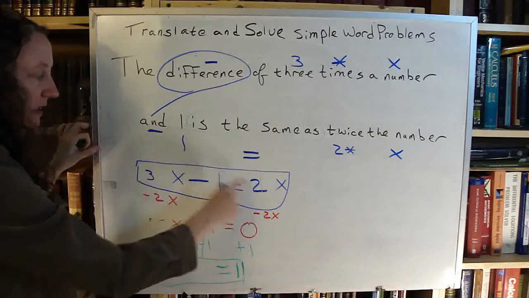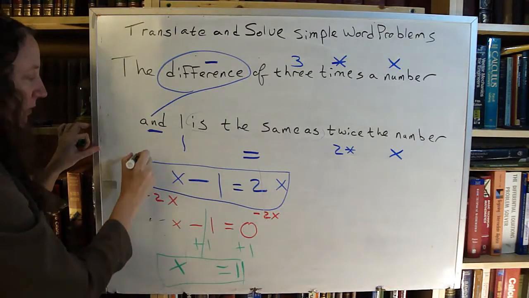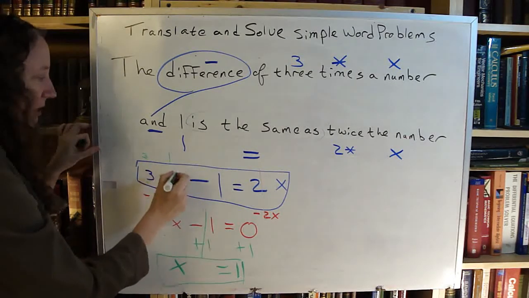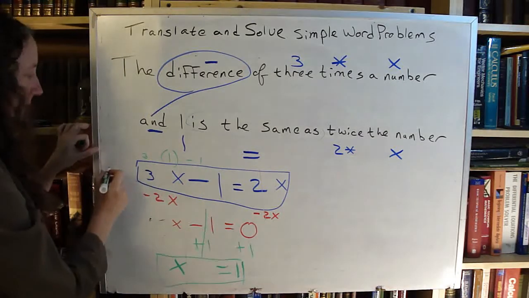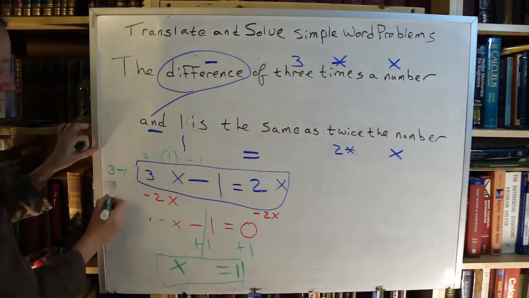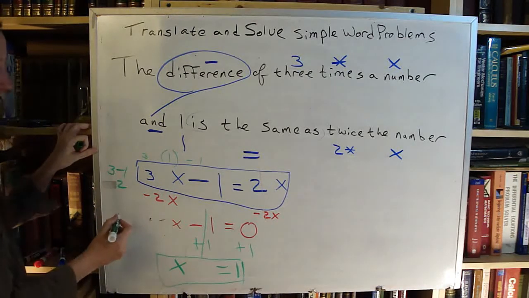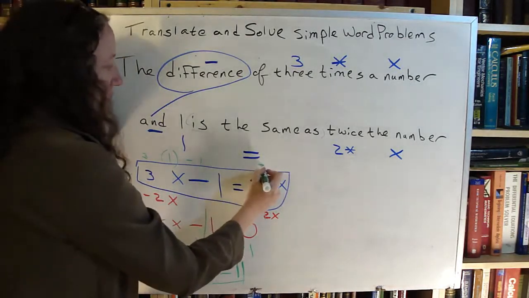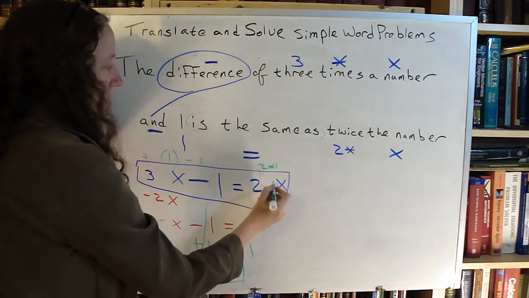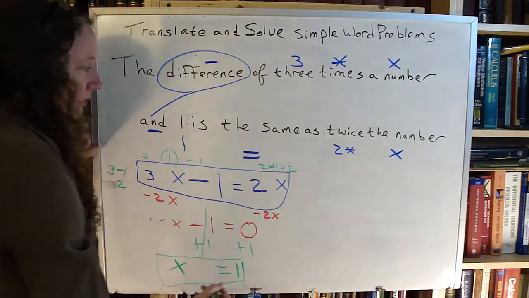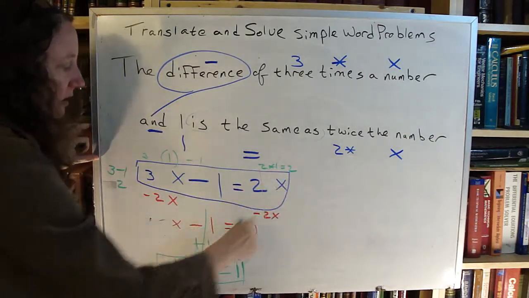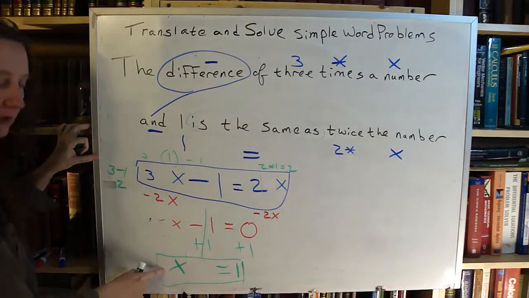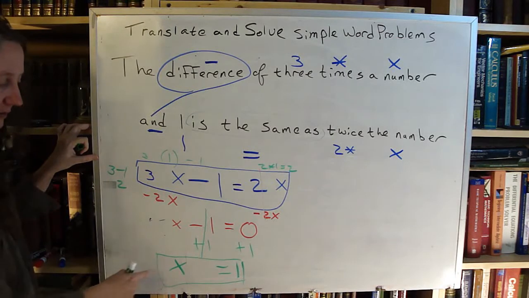I'm going to plug that in and check it. So 3 times 1 minus 1, that gives me 3 minus 1, which gives me 2. Okay. 2 times 1 gives me 2. Same number here as I have here. That tells me I have the right answer down here.